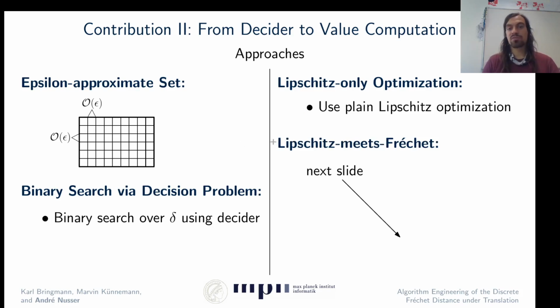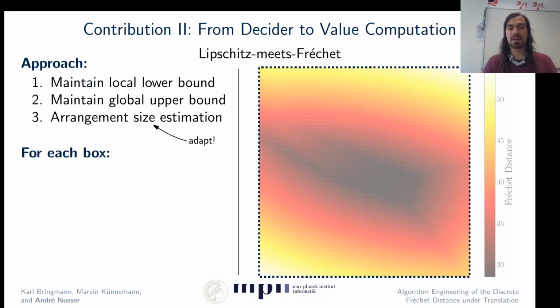And our new approach now is the Lipschitz meets Fréchet. So this is a modified approach which specifically is tailored to the value computation, and I will explain it on the next slide. It's somewhat similar to the decider, but there are some very important modifications that one has to do. So now we have to maintain a local lower bound. Why a local lower bound? Because we just want to know if we can stop searching in this box. That's why we have a local lower bound, but we want to maintain a global upper bound.